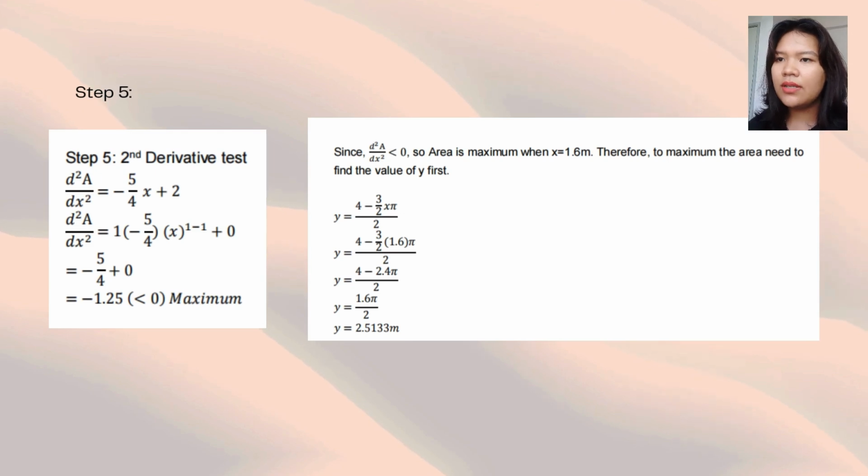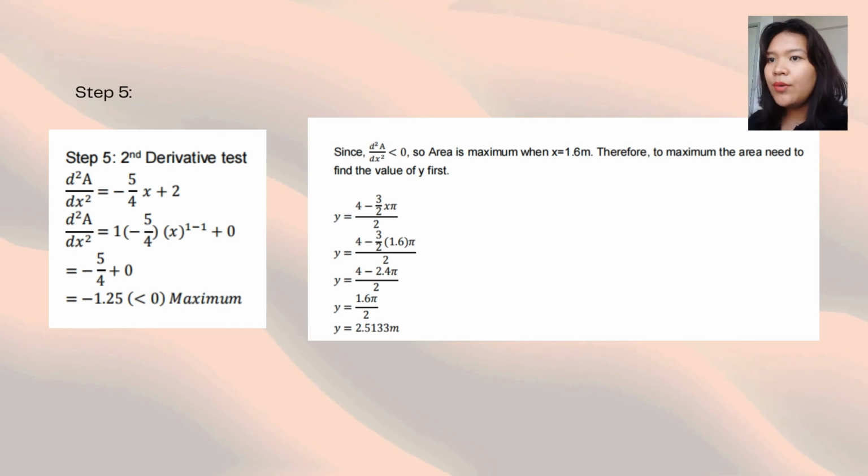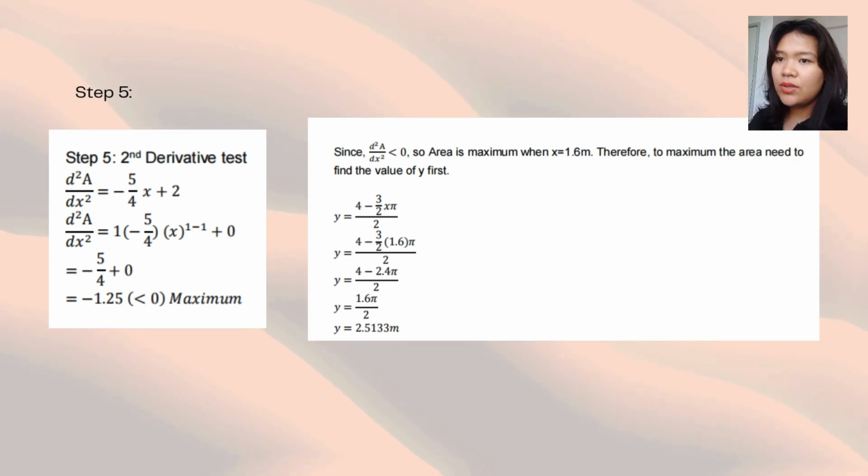The next thing is we need to differentiate it term by term, where we also apply the power rule. It becomes d squared A over dx squared equals 1 in brackets negative 5 over 4 x to the power of 1 minus 1, plus 0. This simplifies to d squared A over dx squared equals negative 5 over 4 plus 0, which equals negative 1.25. Since the second derivative is less than 0, the area is at a maximum when x equals 1.6 meters.